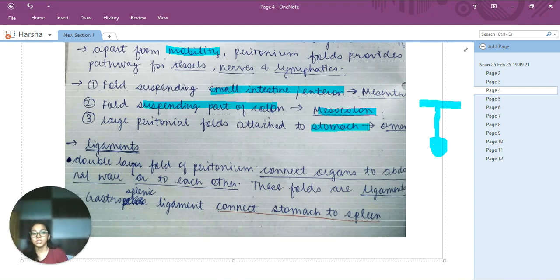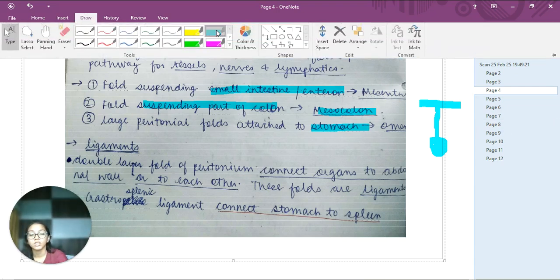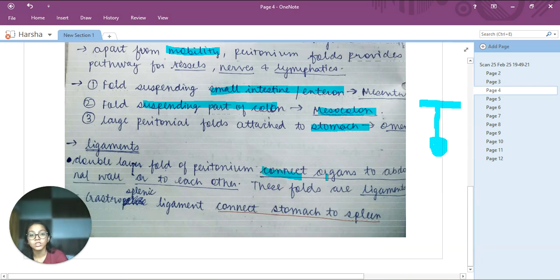Now ligaments. What are ligaments? A double layered fold of peritoneum that connects the organ to the abdominal wall or to each other. A double layer fold of peritoneum that connects organs to the abdominal wall. Very important line. That connects an organ to the abdominal wall or to each other.